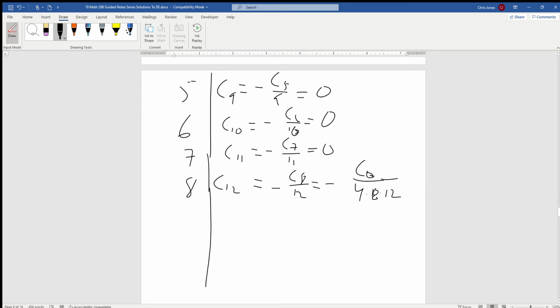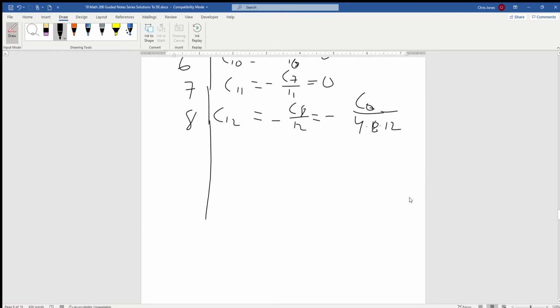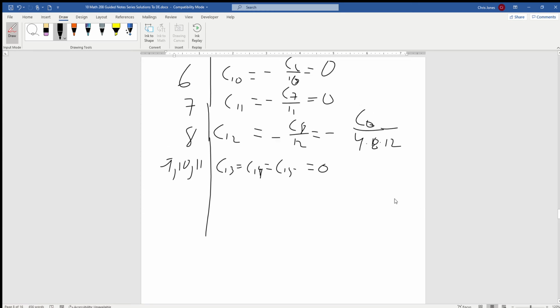Now, we could very easily show that when K is 9, 10, and 11, we're going to see that C13 is equal to C14 is equal to C15, which is 0. All right. If you don't believe me, just go back and do it for yourself. All right. But just to expedite this process, I'm just going to leave it like that.